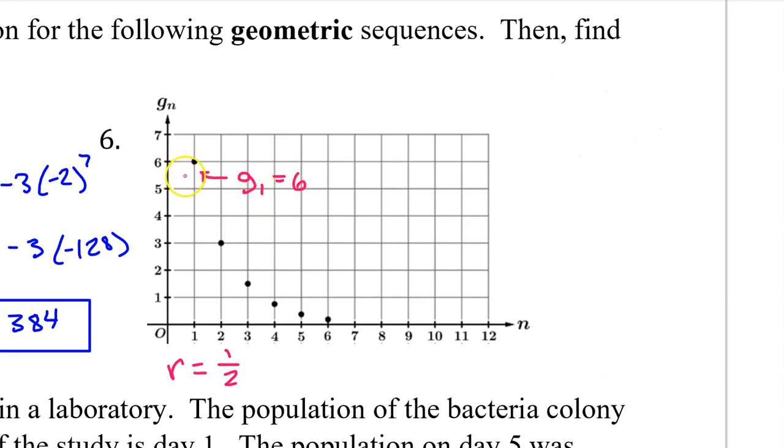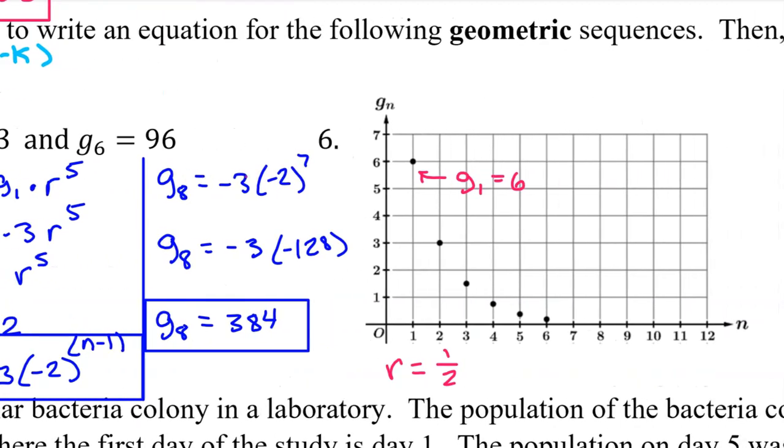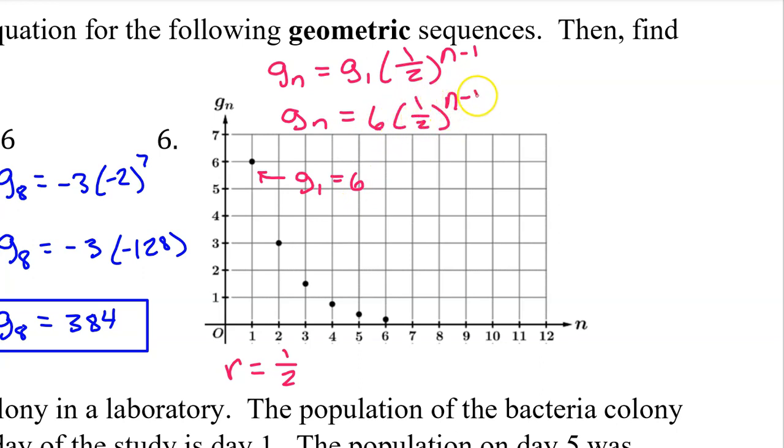Notice that g1 is equal to 6. I'm going to use this as gk in my little formula there. So I'm going to write for my rule gn is equal to g1, I'll just put it temporarily, g1 times the common ratio of 1/2 to the n minus 1 power. But this is gn is equal to 6 times 1/2 to the n minus 1 power. So this is the equation that we wanted.